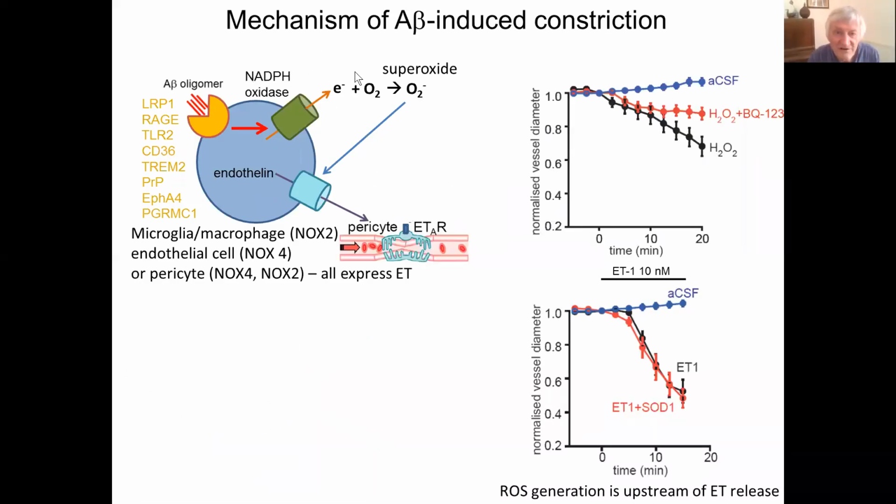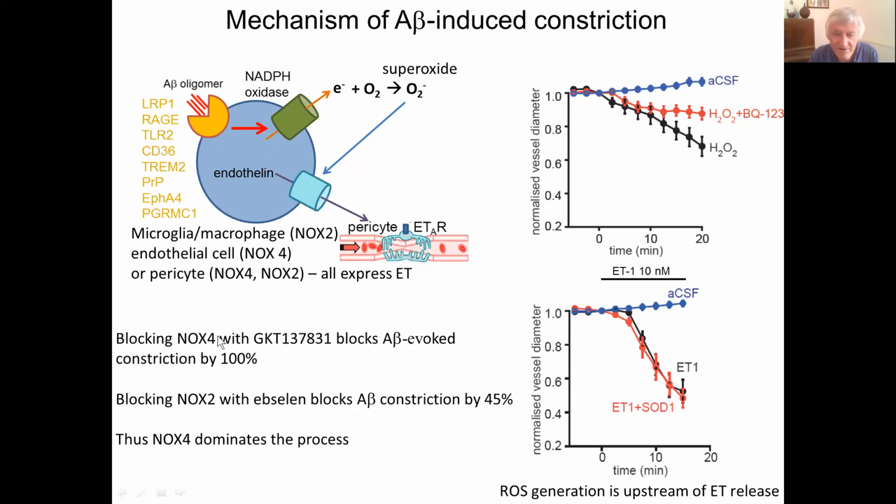So why do we suggest that it's happening in this order? Well, if we apply hydrogen peroxide to generate reactive oxygen species, that also generates a constriction. And this is partly blocked by the endothelin receptor blocker. So we assume endothelin is downstream of reactive oxygen species. But if we do it the other way around, applying endothelin, then when we apply superoxide dismutase, it has no effect. So we think it occurs in this order. And by doing other pharmacology, it turns out that it's mostly NADPH oxidase 4, which generates the reactive oxygen species.